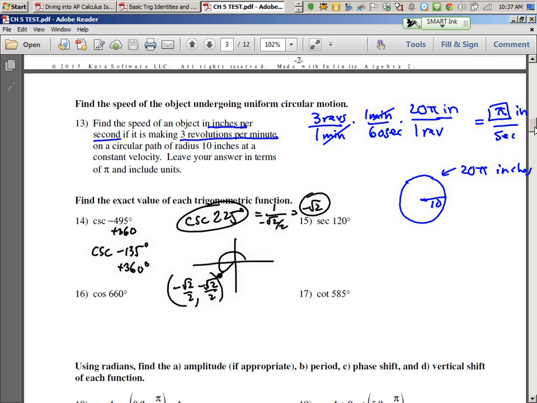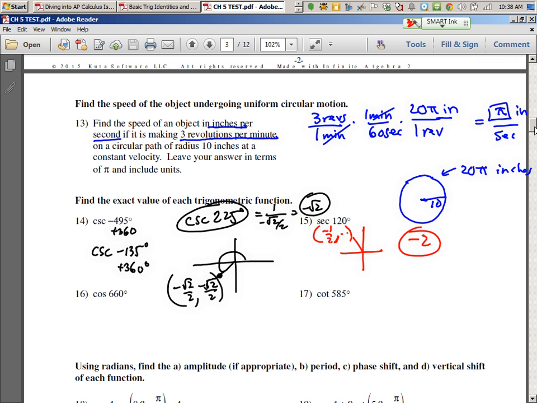Next one is a little more straightforward. Secant 120. Remember, cosine of 120 is negative half. So secant would just be negative 2. Negative 2 over 1. It's just the reciprocal of your cosine. So notice, I don't even care what the coordinate is on the unit circle. Cosine of 120 is negative half. Therefore, secant must be negative 2.